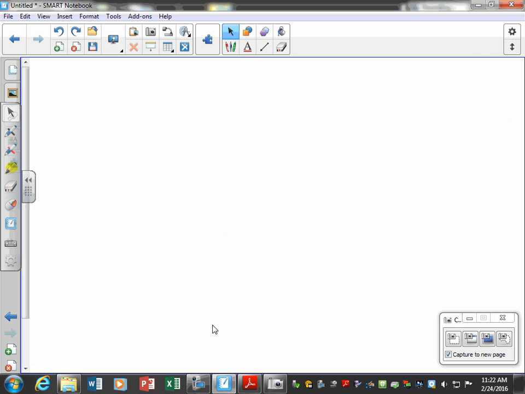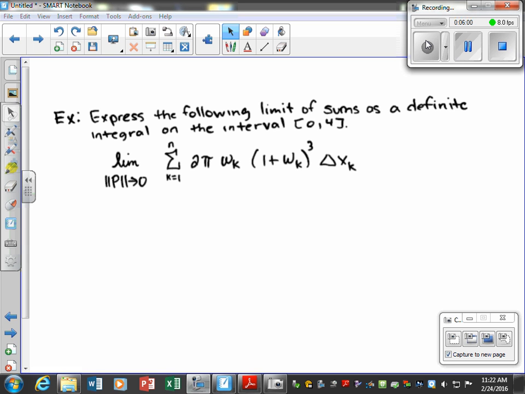Alright, so our first example will be to express this limit of sums as a definite integral, so we just want to rewrite it from this format to our integral format. So I'll give you a few minutes to write this problem down and then attempt to do that.